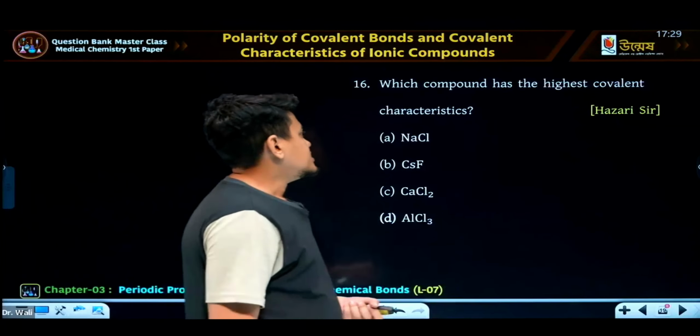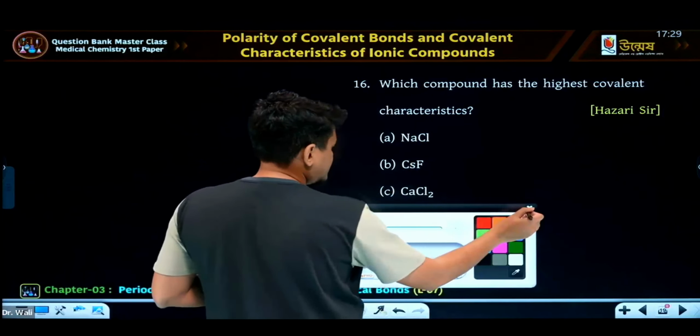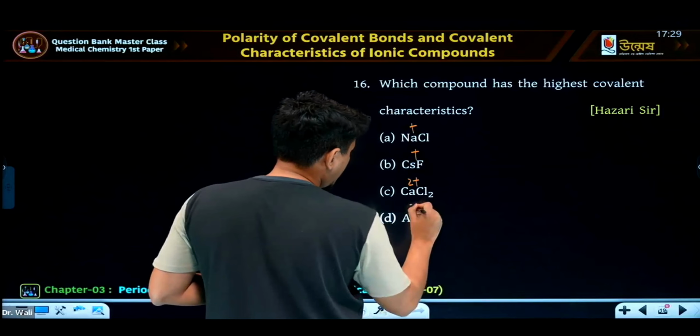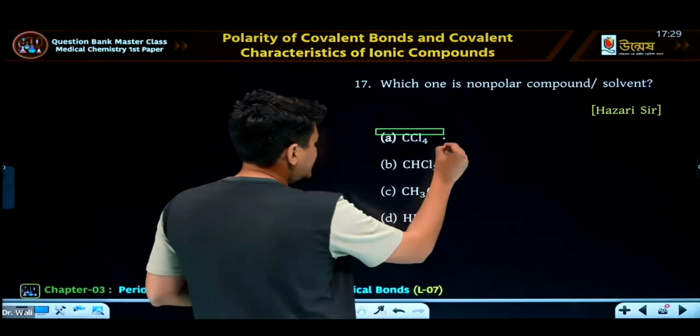Okay, 16th question asks which compound has the highest covalent characteristic. The compound which shows highest covalent characteristics should have the highest amount of charge, which is aluminum chloride. Which one is nonpolar compound? Carbon tetrachloride is certainly nonpolar compound.